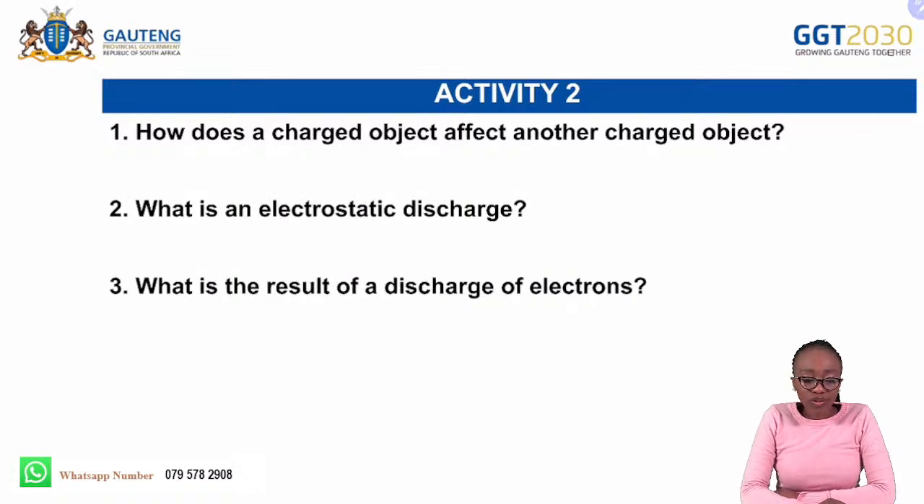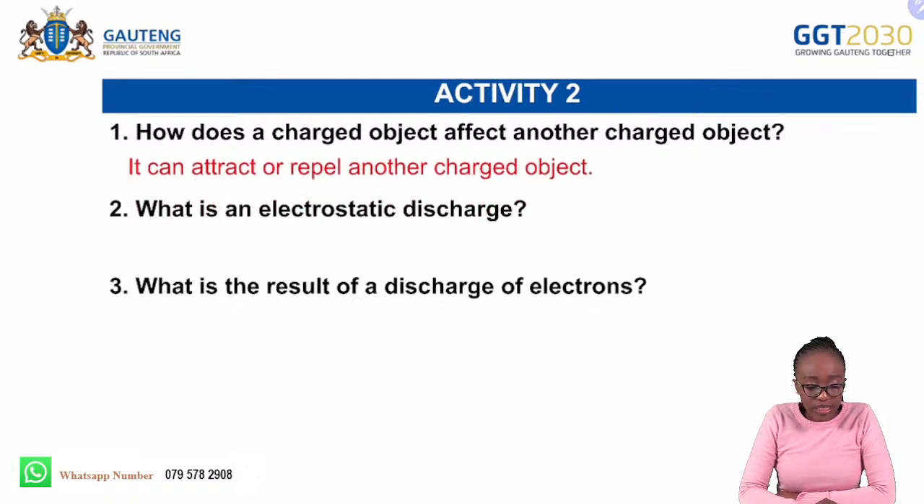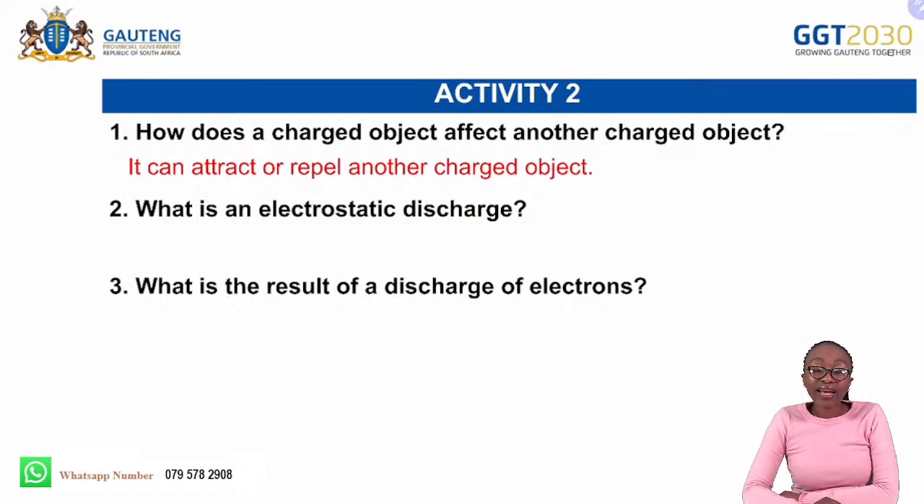How does a charged object affect another charged object? The reason is it can attract or repel another charged object. Remember we said like charges repel and opposite charges attract. So that is how a charged object can affect another charged object.